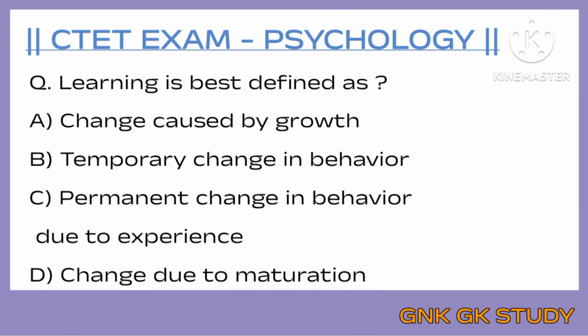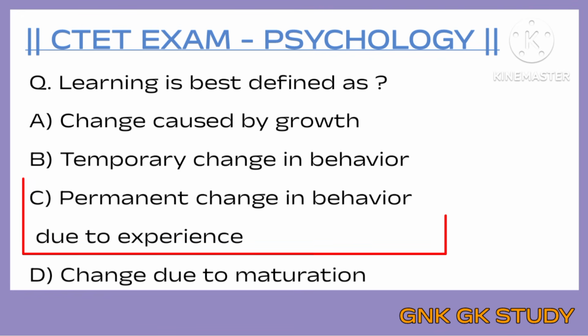First question. Learning is best defined as A. Change caused by growth, B. Temporary change in behavior, C. Permanent change in behavior due to experience, or D. Change due to maturation. Correct answer: C. Permanent change in behavior due to experience.